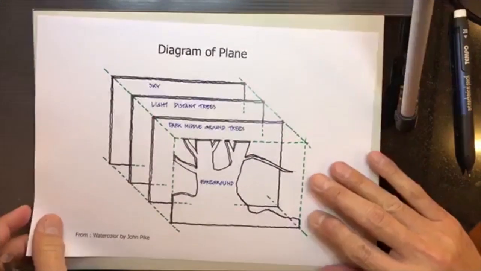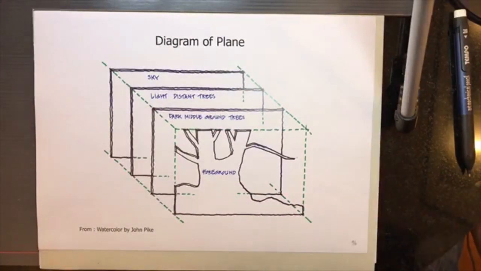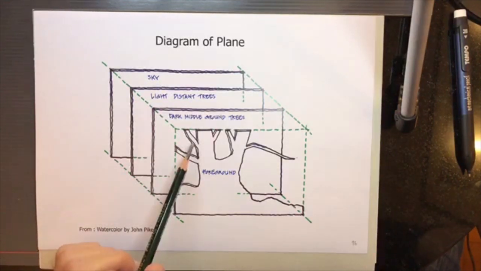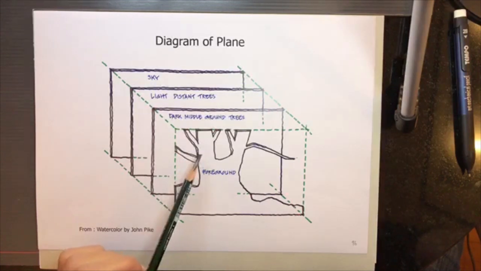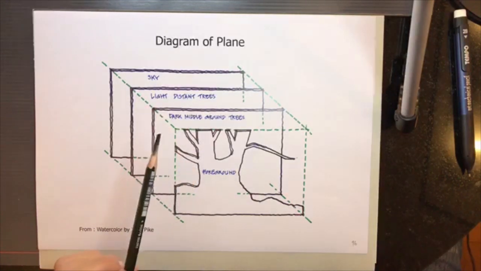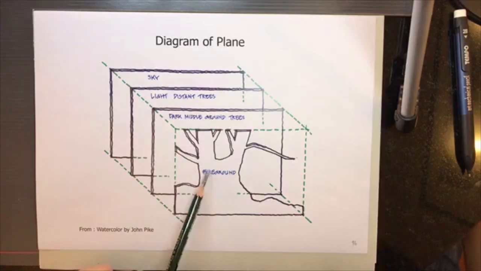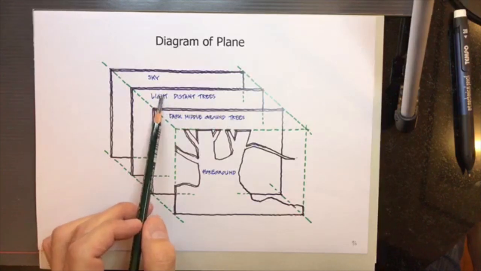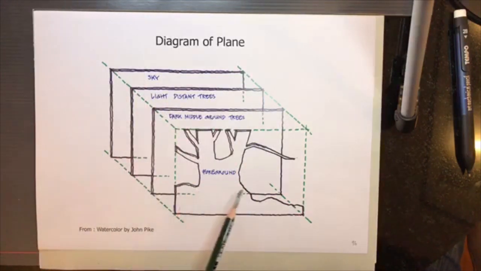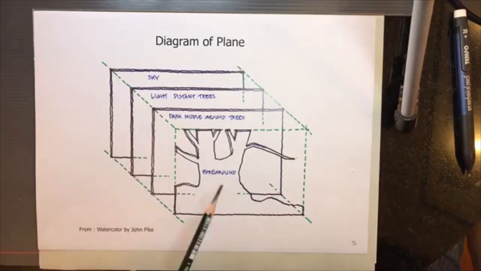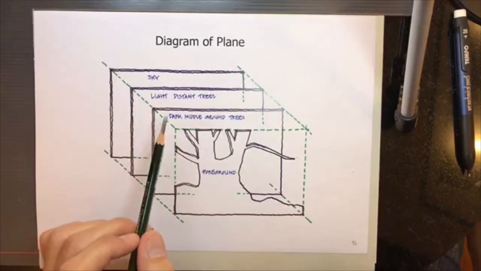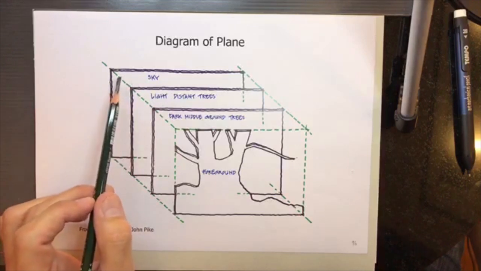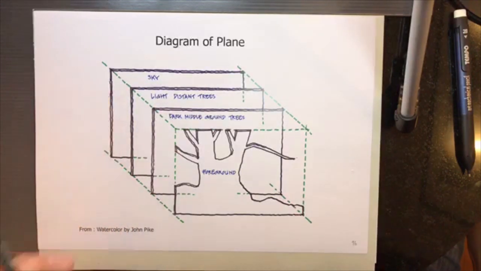That's why the value makes our sketch nice. A nice sketch should have three layers: foreground, middle ground, and background. In this diagram of the plane, we have four planes. First is foreground, then middle ground, background, and another far away is the sky, right? So we have four planes.